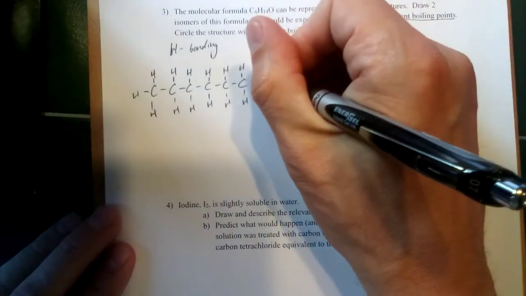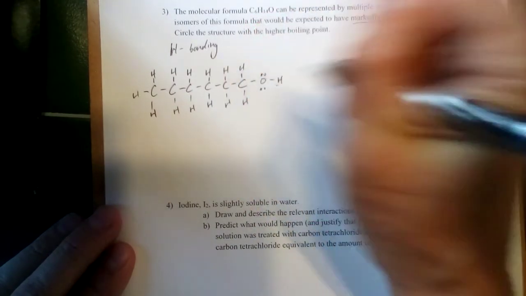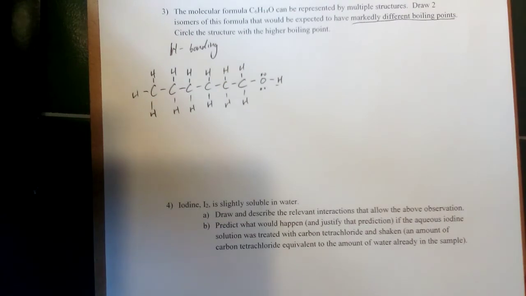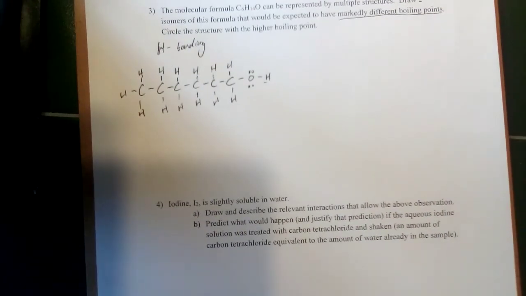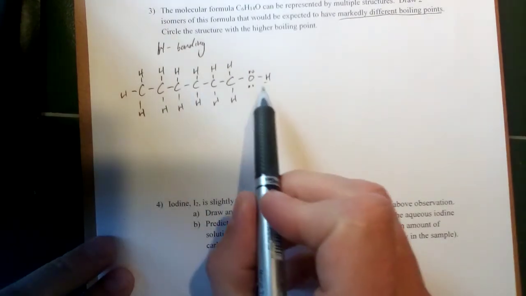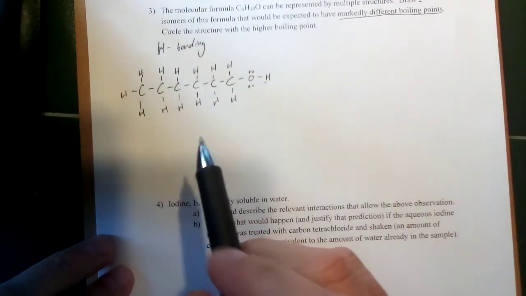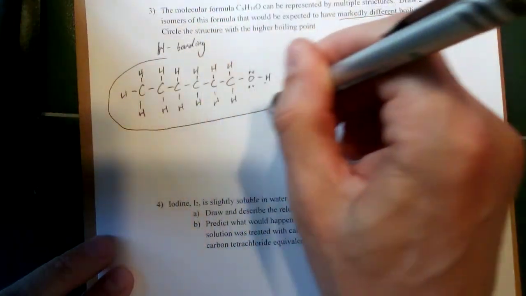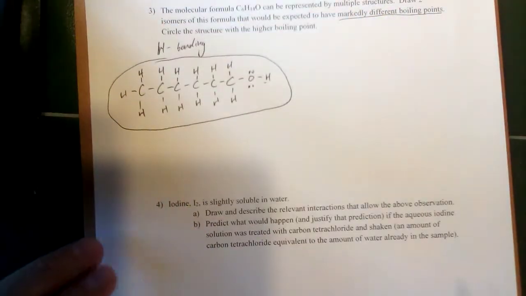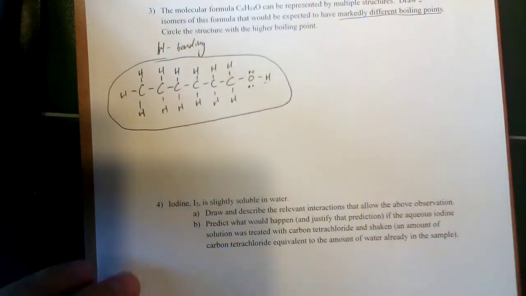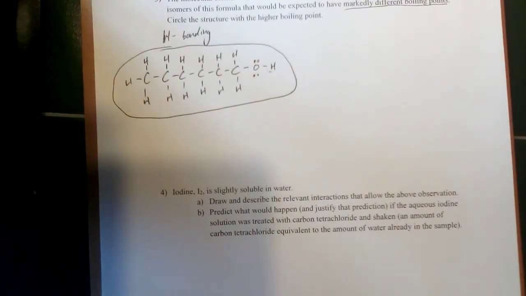oxygen. Now, oxygen doesn't just have 2 bonds, it's also got 4 non-bonding electrons, or you could say 2 lone pairs of electrons. But that molecule is going to have hydrogen bonding. That's going to have a high boiling point for this set of molecules. So that's the one I want to put the box around or the circle around.